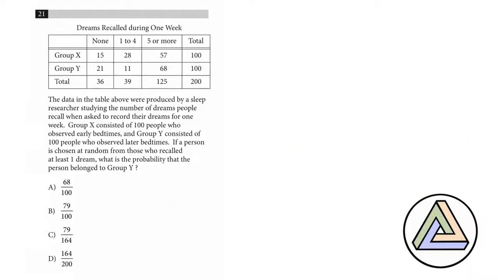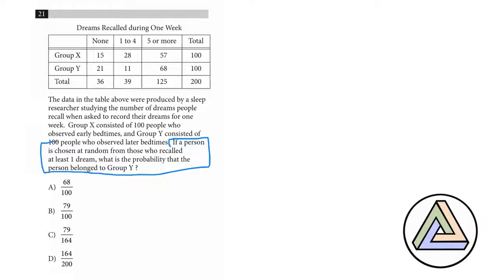Moving on. The data in the table above were produced by a sleep researcher studying the number of dreams people recall when asked to record their dreams for 1 week. Group X consisted of 100 people who observed early bedtimes. Group Y consisted of 100 people who observed later bedtimes. If a person is chosen at random from those who recalled at least one dream, what's the probability that the person belonged to group Y?